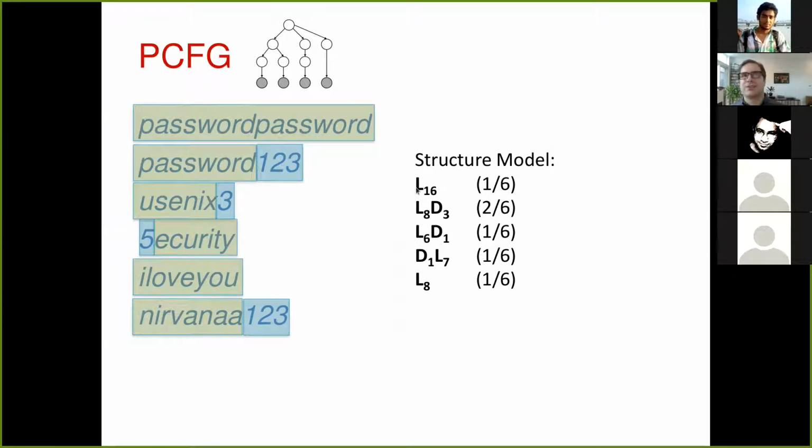So we'd say, oh, the structure is lowercase letters, 16 of them. And it turns out one of the 6 passwords we've seen has that structure, so the probability is 1 out of 6. Similarly, here we have 2 passwords that are 8 letters followed by 3 digits, password123 and Nirvana123. Nirvana spelled wrong, just to make this example work. So the probability for that structure is 2 out of 6. Again, if you've never seen a particular structure, it'll have 0 probability. My grad school lab mate, Saranga Komandori, wrote a PhD thesis looking deeply at this probabilistic context-free grammar model, and showed you probably should do some probability smoothing there too.